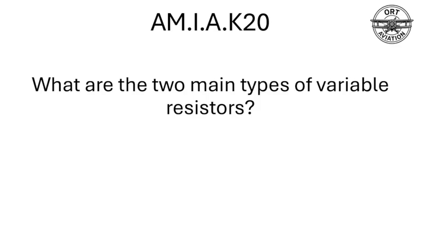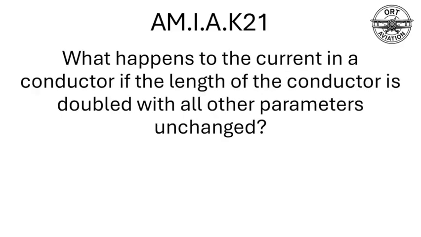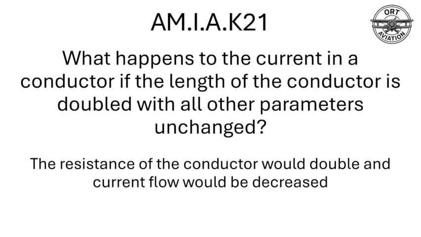What are the two main types of variable resistors? The two main types of variable resistors are the rheostat and the potentiometer. What happens to the current in a conductor if the length of the conductor is doubled with all other parameters unchanged? The resistance of the conductor would double and current flow would be decreased.